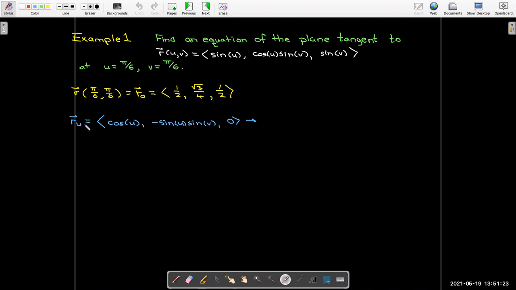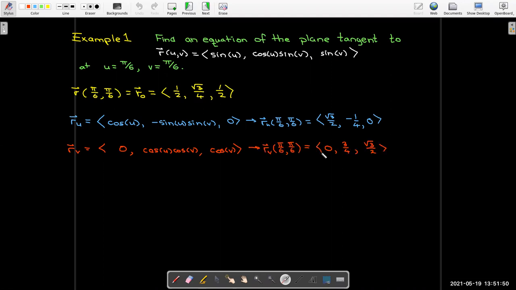So if I take the partial of r with respect to u, I'll get, well, negative sine of u, sine of u sine v, and then 0 in the third component. Evaluate that at pi over 6 and pi over 6. Do the same thing with the partial with respect to v. I'll evaluate that at pi over 6 and pi over 6. And I write these two vectors under each other because I know I'm going to find the cross product. And so a shortcut is to think of this, as a memory aid, like a determinant.